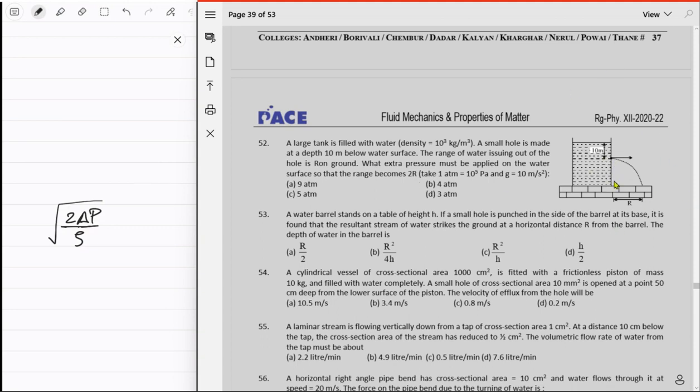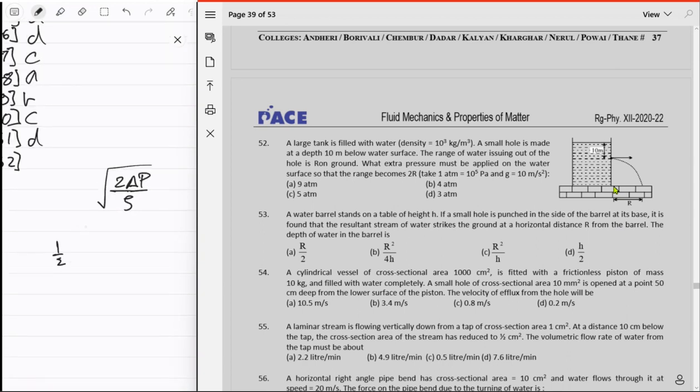The time period is the same. It's always just half g t squared. What is this height? Whatever, does it even matter? Just capital T. We don't care what height this is. This is our range actually. So range is of this form. So for the range to become 2 times, your delta P should become just 4 times.